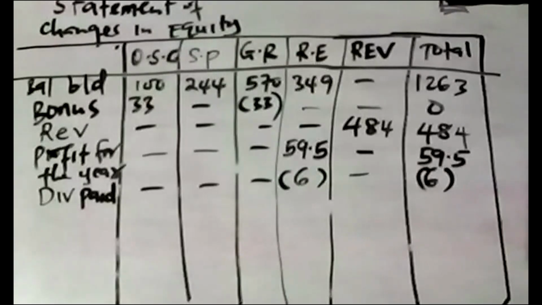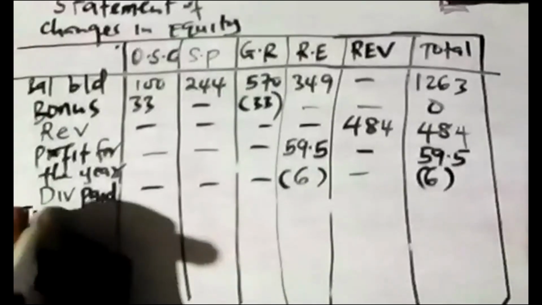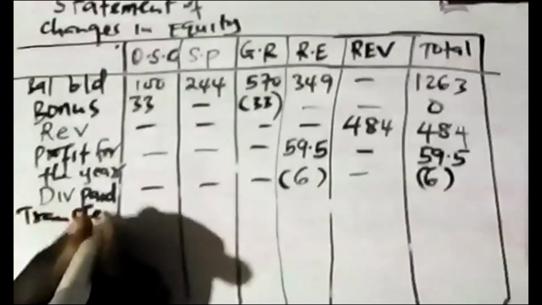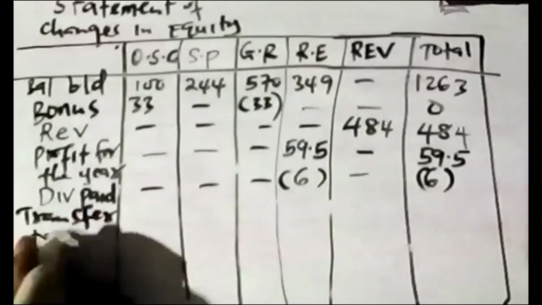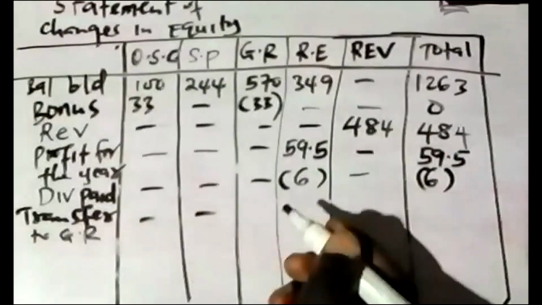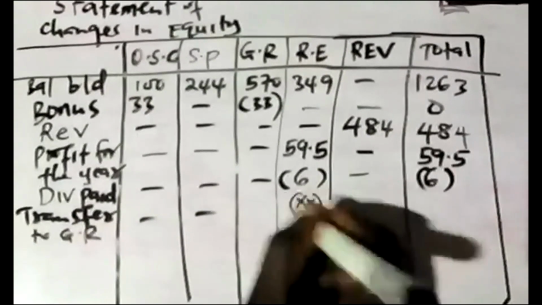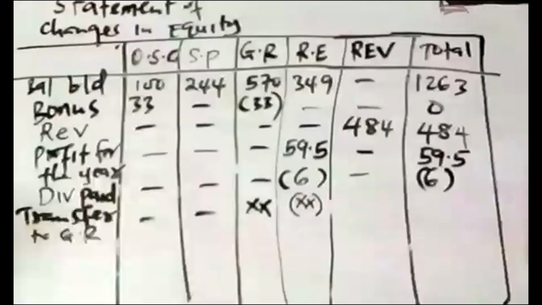So I think there was no transfer. If there was a transfer to general reserve, we could have done that, but there was no transfer. If there was a certain amount, they could have said there was a transfer to general reserve, which we could have subtracted here and added to general reserve.